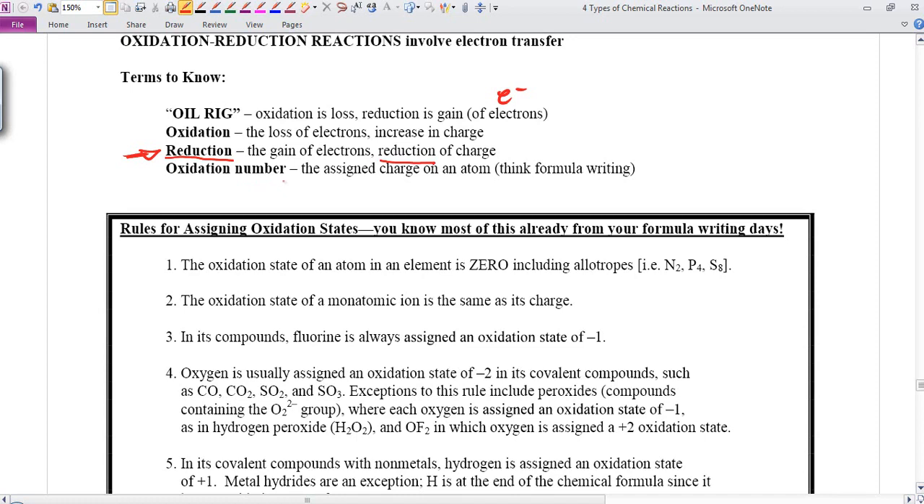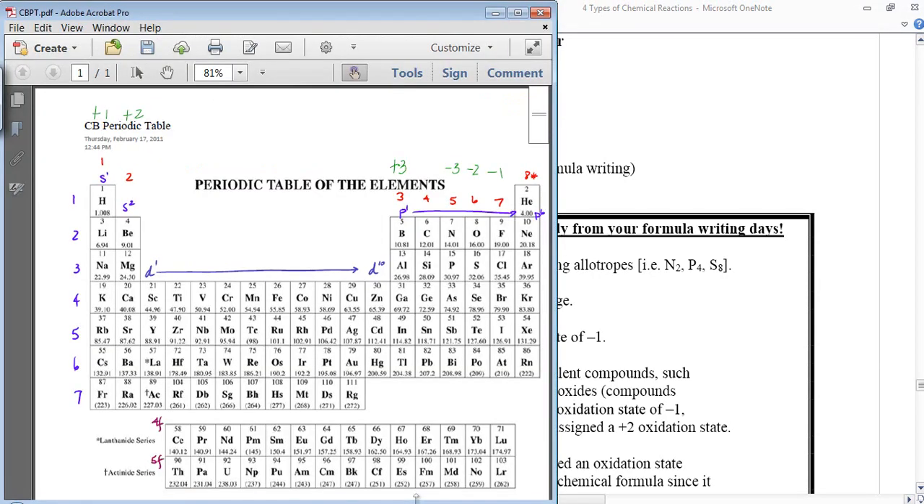Oxidation numbers you probably already know. These are the assigned charge on an atom. And if you think back to your formula writing days, you had to learn a few of these rules to be able to write formulas successfully. So if we take just a moment to look at the periodic table, you can bet that the 1A column with lithium, sodium, potassium, etc., those 1A metals right there, are going to be plus ones, and that the 2As, the alkaline earth metals, are going to be plus 2 most of the time.